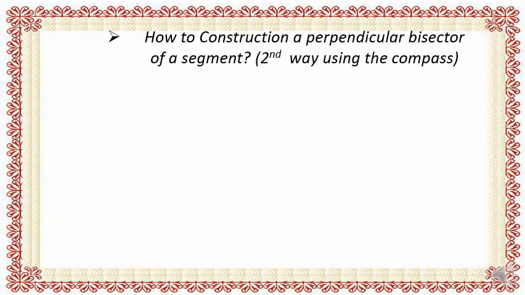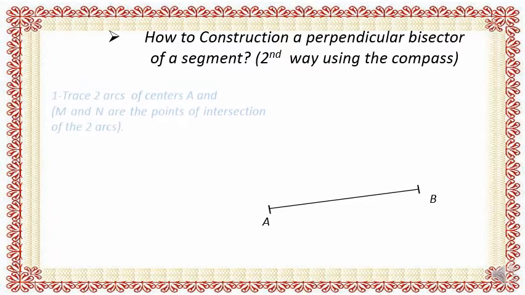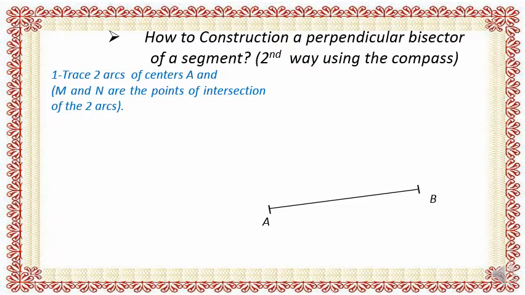Today we are going to learn how to construct a perpendicular bisector of a segment using a second way, which is using a compass and a ruler. Take AB, a segment. We want to draw D, the perpendicular bisector of AB, and I don't know the measure of AB. What to do? Using the compass.